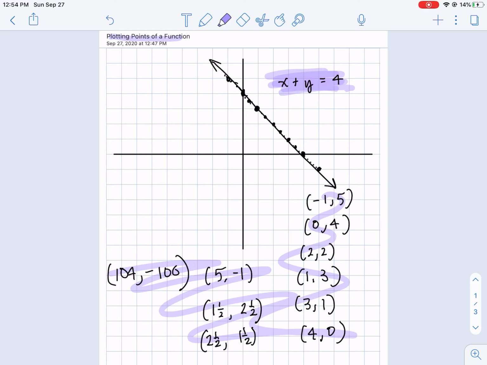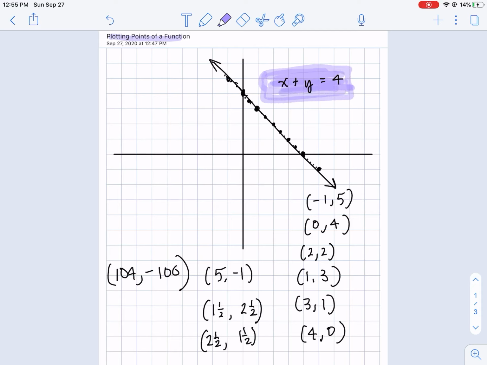And so when we make a graph, what we're doing is we're making a visual representation of all of the solutions of the function. And if you're wondering, there are an infinite number of solutions to this function here, which is just wild to think about.